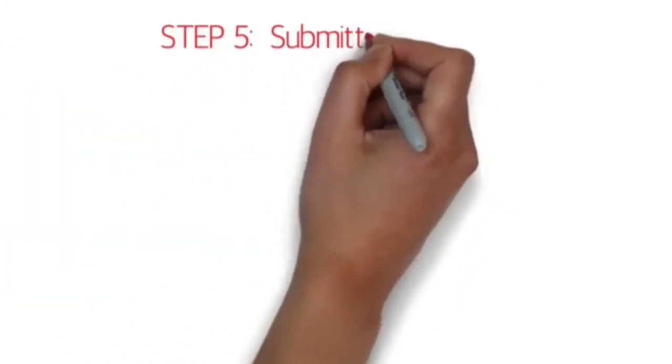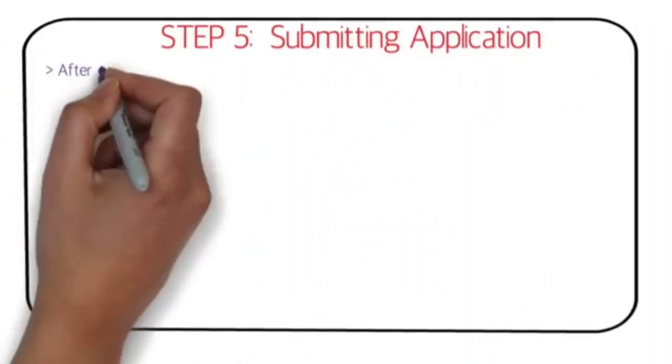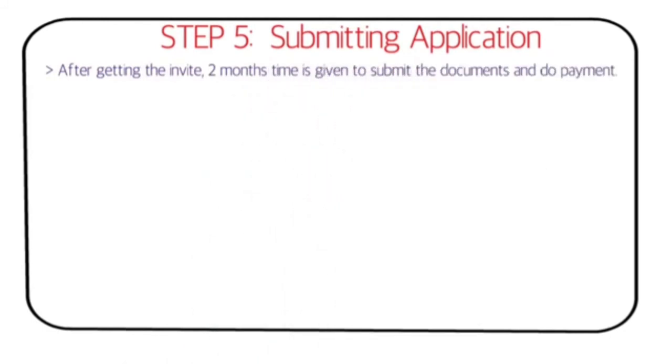Okay, step 5, submitting your application. After getting the invite, you are given 2 months' time to submit the application, the documents, and do the payment. I suppose earlier it was 3 months because it was divided into 2 parts. You had to do the payment first, and after that you were given around 1 month to submit the documents. But now you are given 2 months to submit the documents and do the payment at the same time.